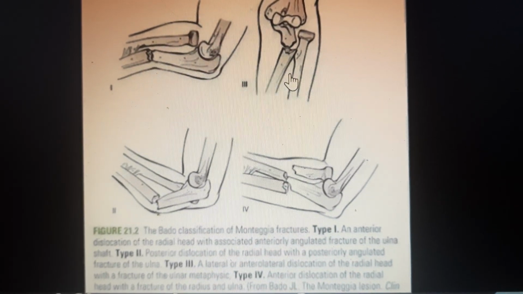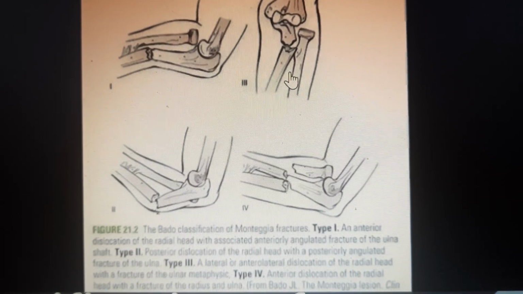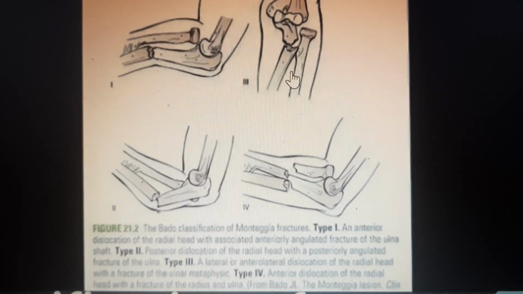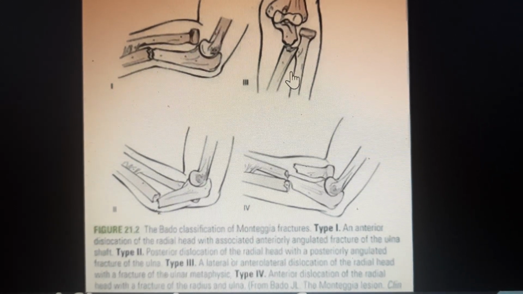And in type 4, there is anterior dislocation of the radial head. Again, like in type 1, there is anterior dislocation of the radial head, but it is with a fracture of both the radius and ulna at the same level.